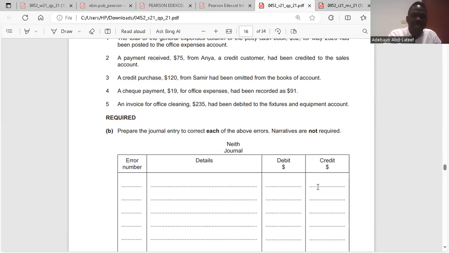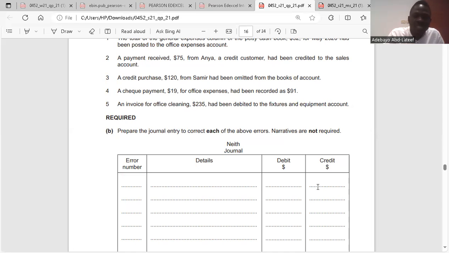The third point, they said a credit purchase of $120 from Samuel has been omitted from the books of account. That's an error of omission. So what do we do about this? You debit purchases account and you credit Samuel's account. A credit purchase of 120 from Samuel. So you purchased it, right? You debit purchases account, you credit Samuel's account. Samuel is the supplier. Did you get it?